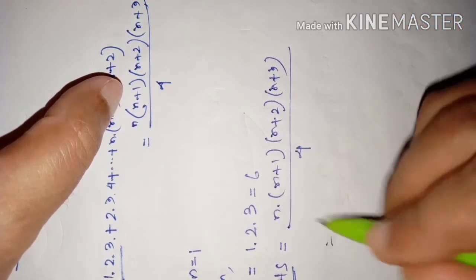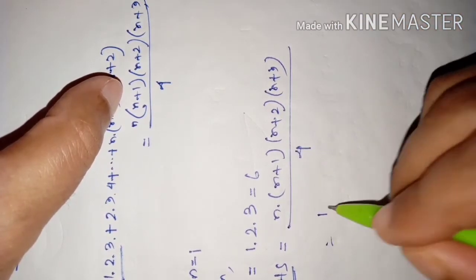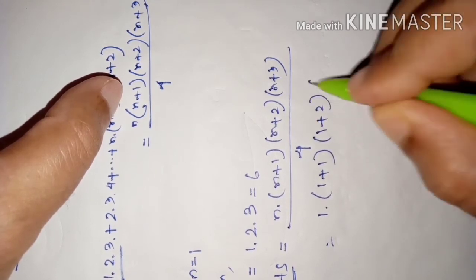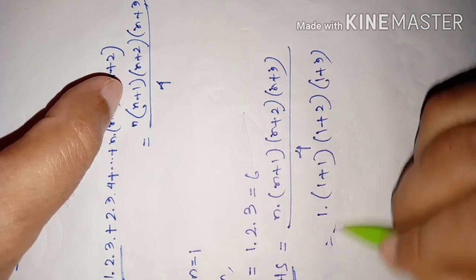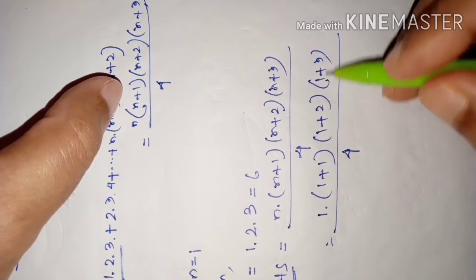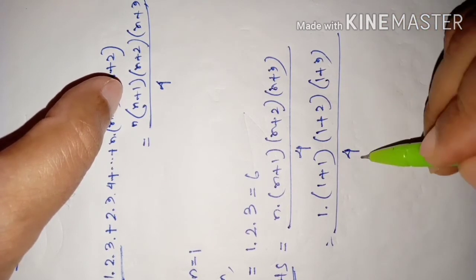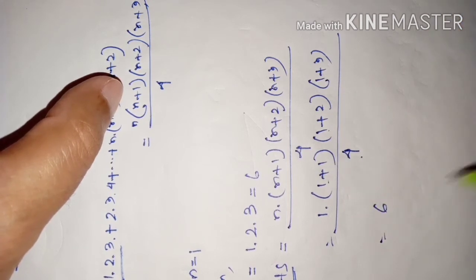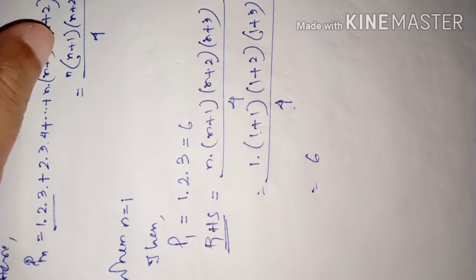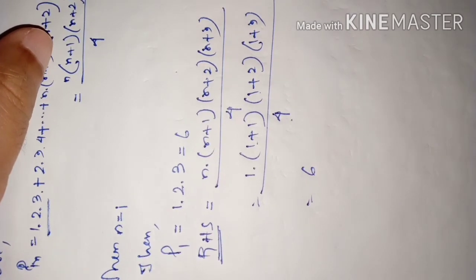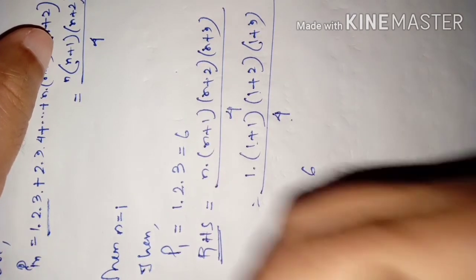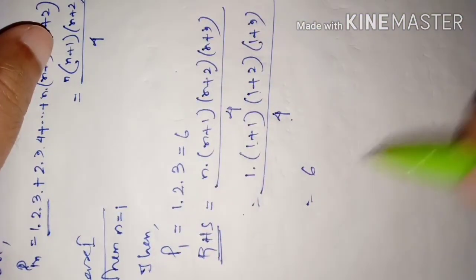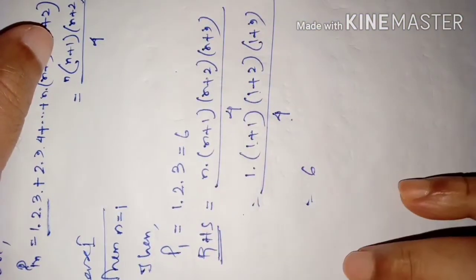In that you put n equal to 1. So here you put 1 into 1 plus 1, 1 plus 2, then 1 plus 3 by 4. Then 1 plus 3 is 4, and that 4 and this 4 get cancelled. Then 1 plus 2 is 3, 1 plus 1 is 2, 2 threes are 6. The result is 6. So the left hand side and right hand side give the same result when n equal to 1. This is case 1. So in case 1 we have verified that for n equal to 1 the statement is correct.